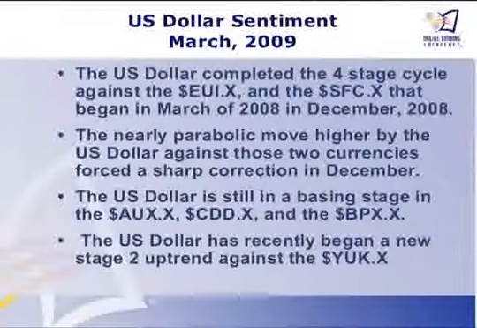All right, well, today we've got the dollar completing the 4-stage cycle against the euro and the Swiss franc, and now that parabolic move was retraced, which is always something that I warn everybody about. When you move straight up like that, you could probably fall just as far, just as fast. So the dollar is basing in a trading range right now against the Aussie, the Canadian, and the British pound. And the dollar has just recently broken out into a new stage 2 uptrend against the Japanese yen.